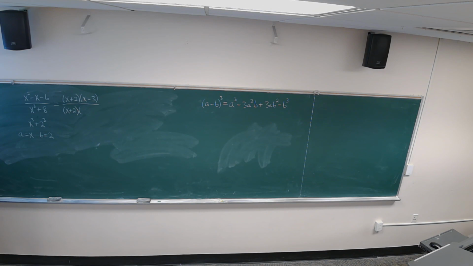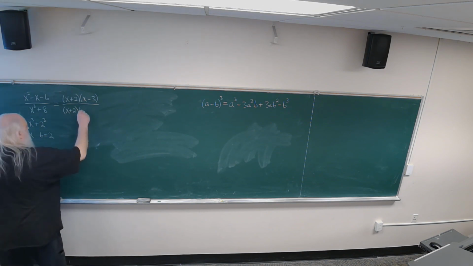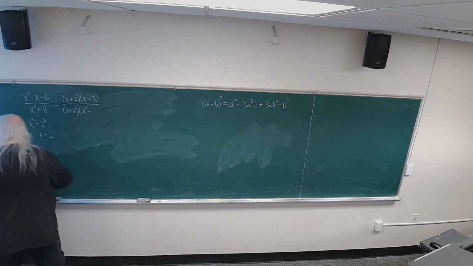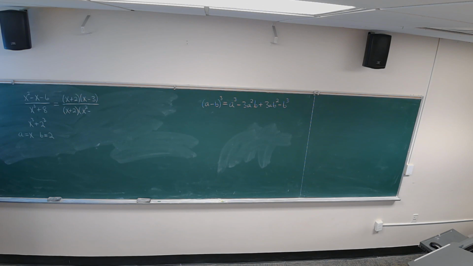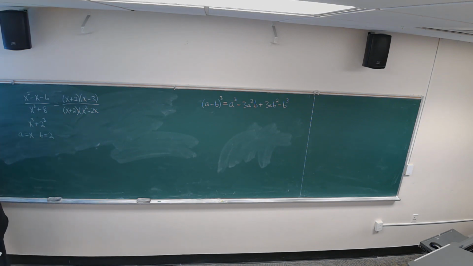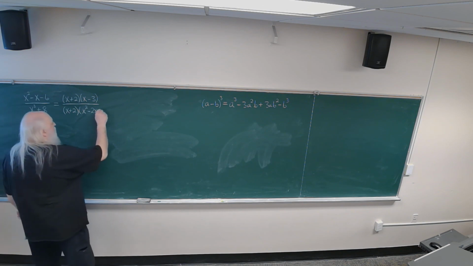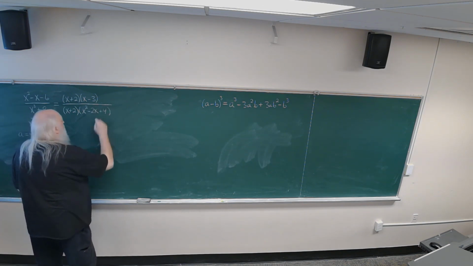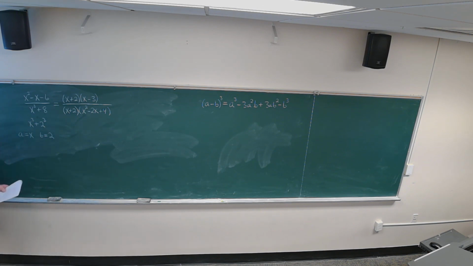And then when I put in an X here for A, I have X squared. Then I have to subtract. And then A is X and B is 2, and so X times 2 we write as 2 times X. We switch the order of multiplication. And then B squared is 2 squared in this case, and 2 squared is equal to 4. So the denominator factors into X plus 2 times X squared minus 2X plus 4 using the sum of 2 cubes formula, replacing A with X and B with 2.